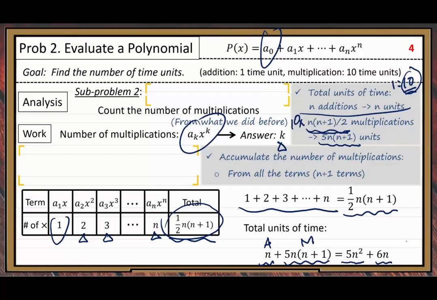So that means if we apply the brute force method to calculate this polynomial, we need this many time units to find the answer. And this is our efficiency measurement. So this number is our efficiency measurement.